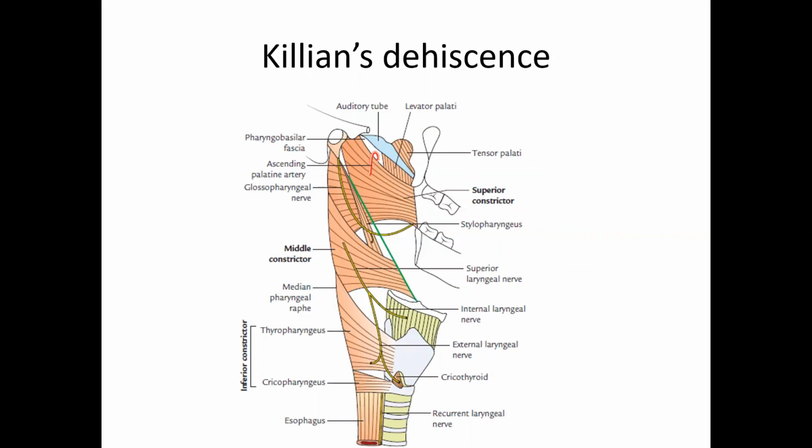Killian's dehiscence. We already discussed the structures which pass above the superior constrictor: the auditory tube and the ascending palatine branch of the facial artery. Between the middle and superior constrictor, a lot of structures pass through. Amongst them are the stylopharyngeus, the glossopharyngeal nerve, and the styloglossus muscle.